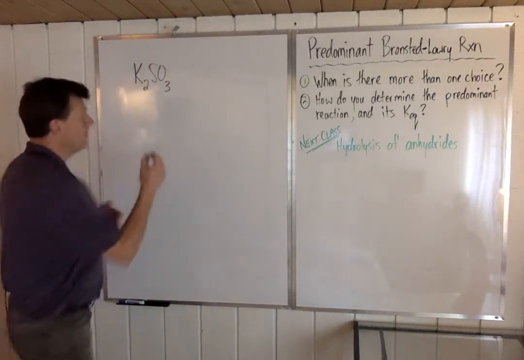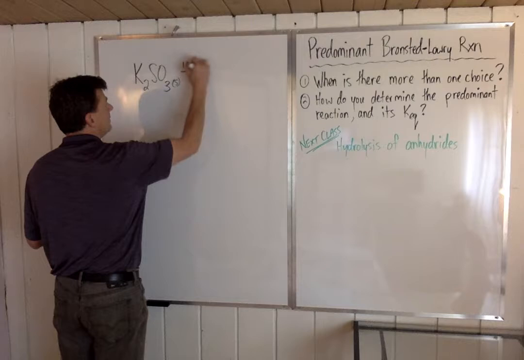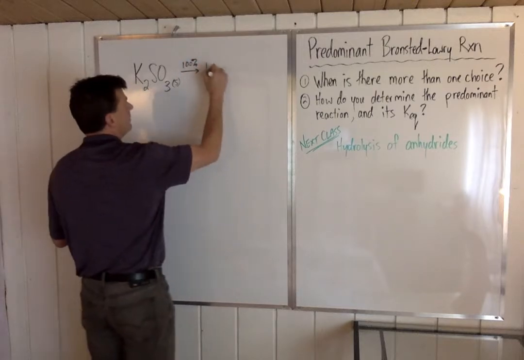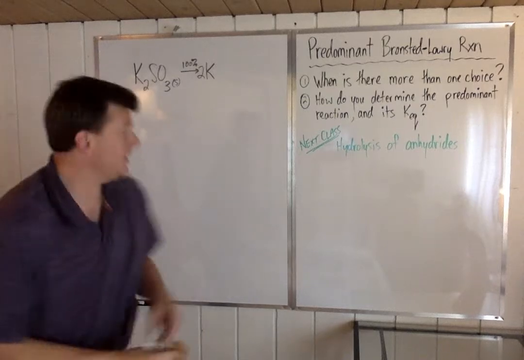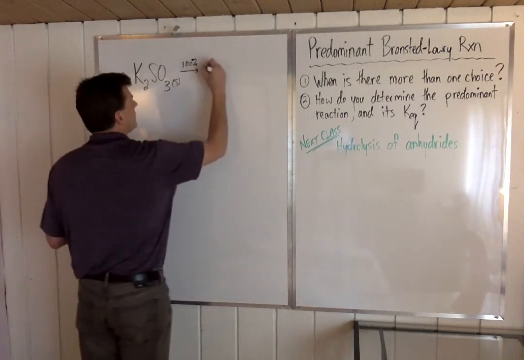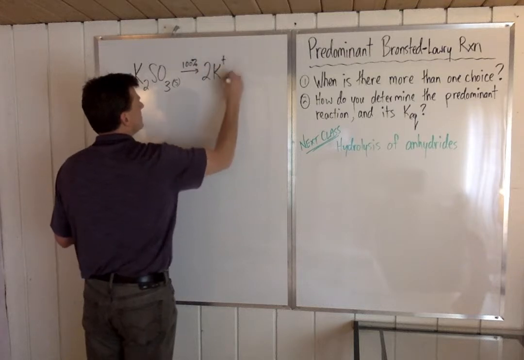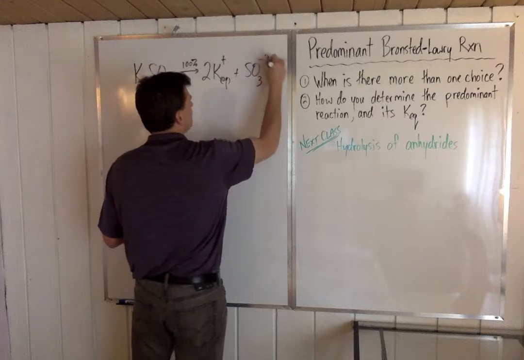I take some potassium sulfite in solid form and dissolve it into water. It's a soluble compound, and it makes two potassium ions and a sulfite ion.